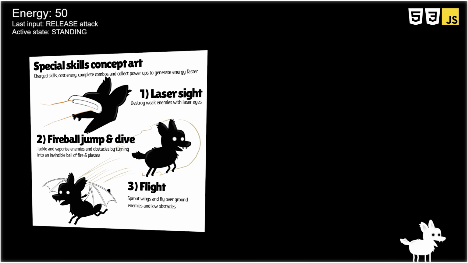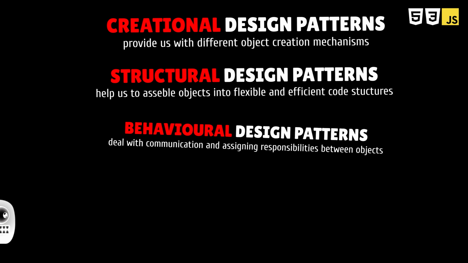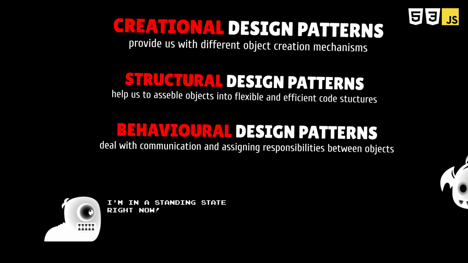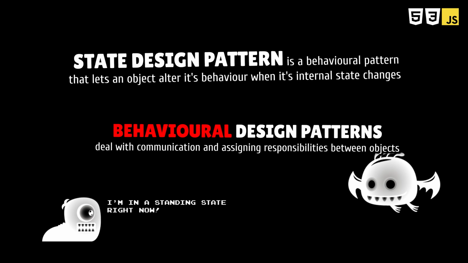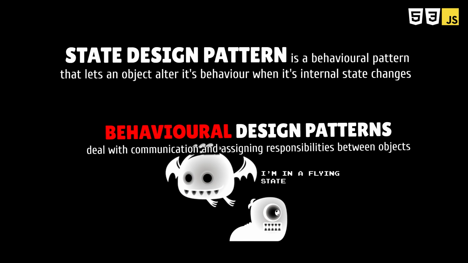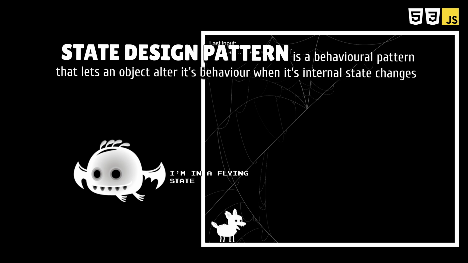You could split design patterns into three main categories. In this class, we will use state design pattern to control player character in a game. It's a behavioral pattern that lets an object alter its behavior when its internal state changes. Why do we need to manage player state?